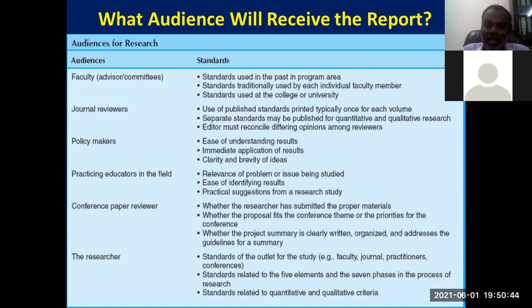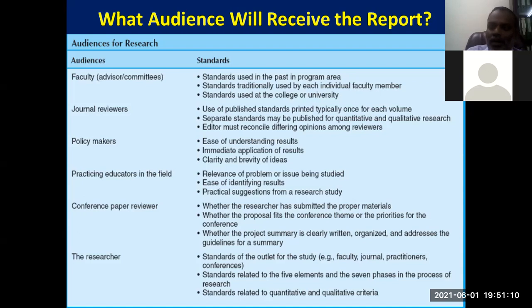They may have a separate standard published for quantitative and qualitative research. If they have a separate format for qualitative and quantitative, you need to check with that. You need to go in line with your method of research. Then the editor must reconcile differing opinions among the reviewers. If any problem comes, the reviewer will decide finally.